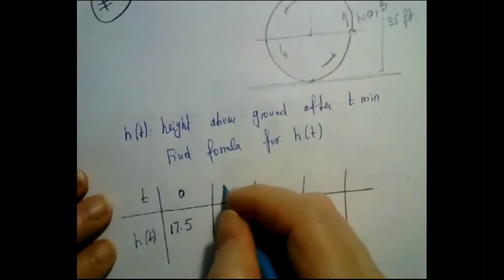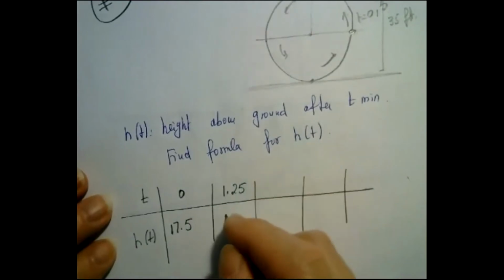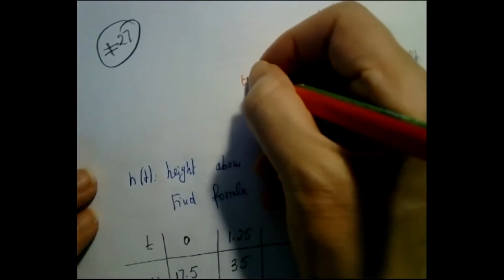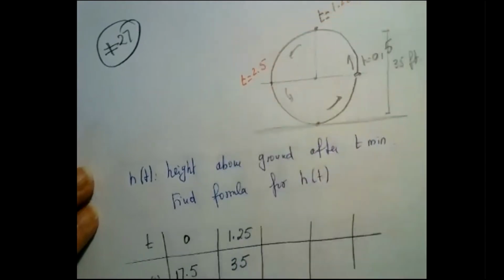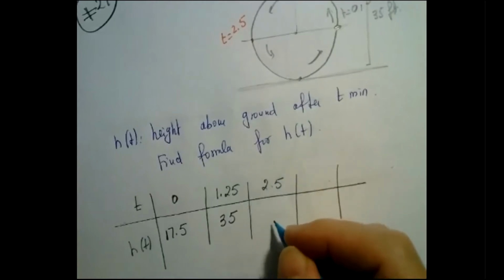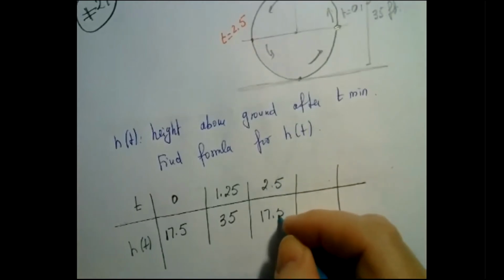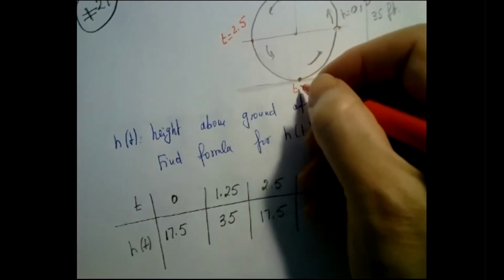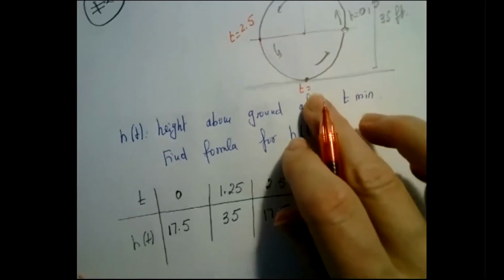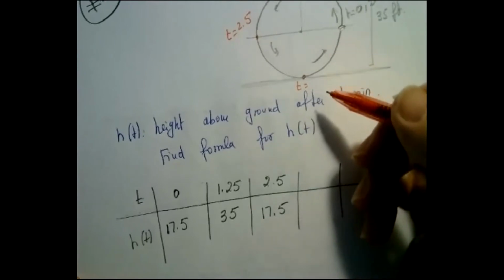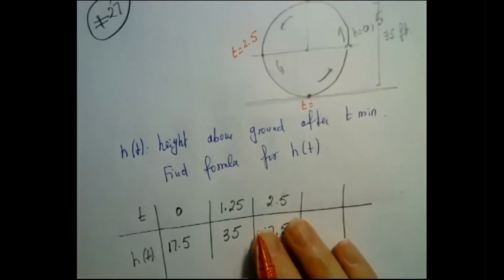So if t equals 1.25, now I am at 35. Now, I am up here halfway through the trip. So that's 2.5. So at 2.5, I am back at 17.5. So we were oscillating. And then here I am at, you guys are faster than me. What's the t here? At what time am I here? Help me out.